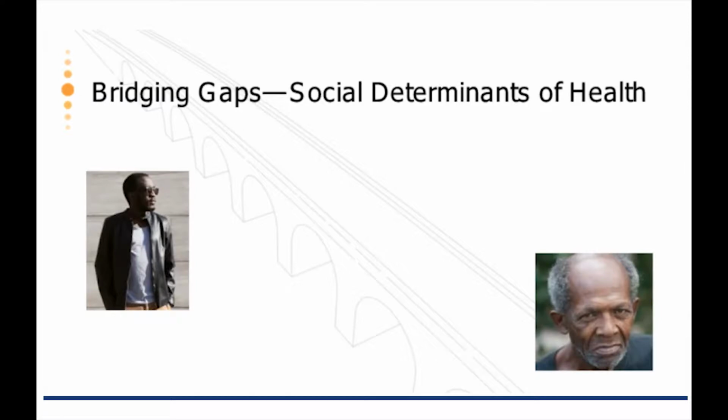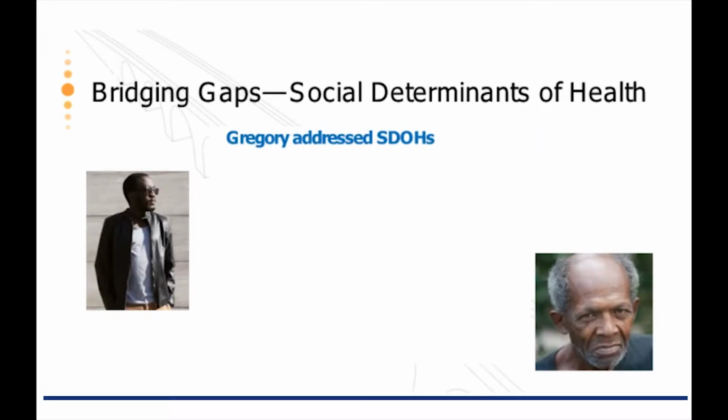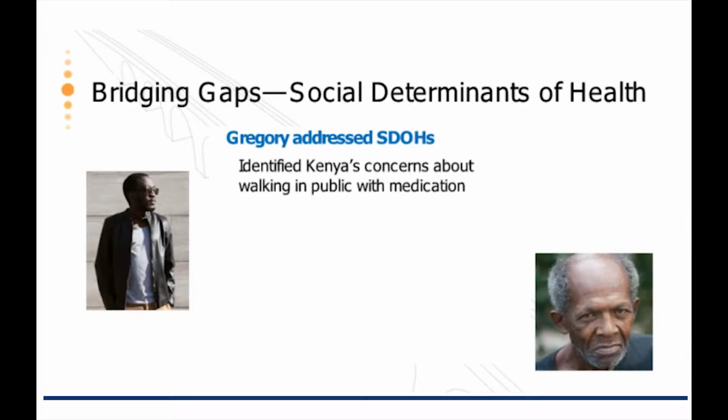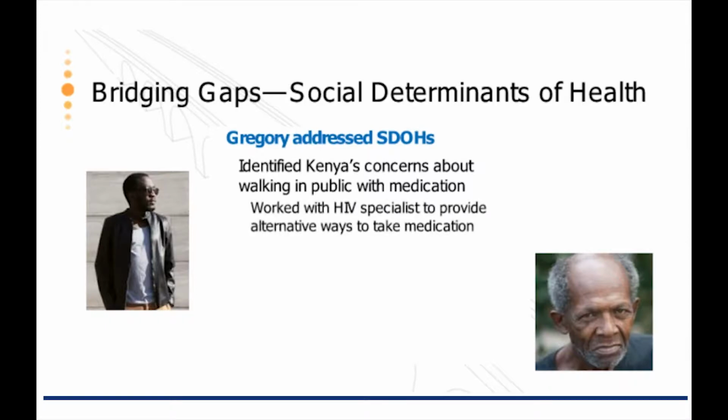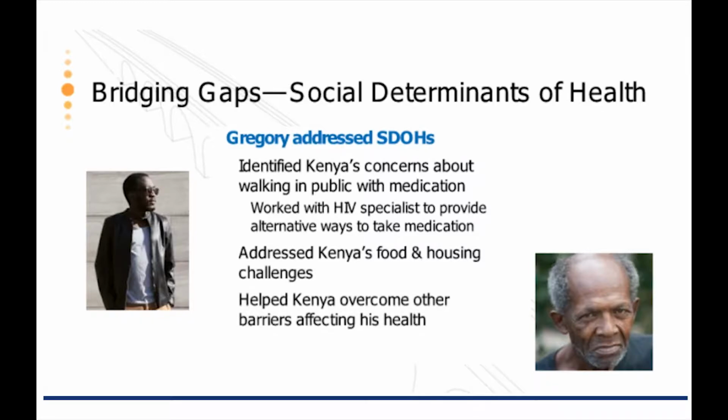To enhance the picture of social determinants of health, think back to Module 1. Our community health worker, Gregory, was working to address the social determinants of health that were interfering with Kenya's ability to achieve good health outcomes. Gregory identified Kenya's concerns about walking in public with his medication and worked with his HIV specialist to provide alternative ways to take his medication. Gregory also addressed Kenya's food and housing challenges, and he helped Kenya overcome other day-to-day barriers that were affecting his health, including abusing alcohol and drugs.